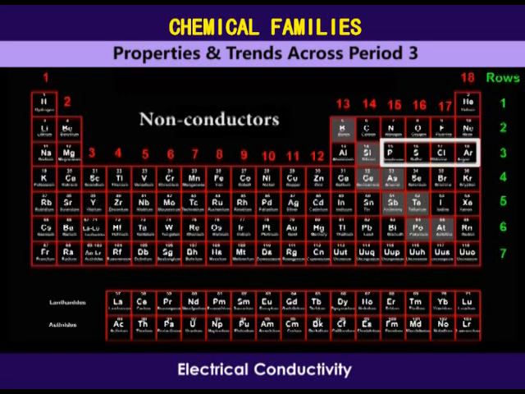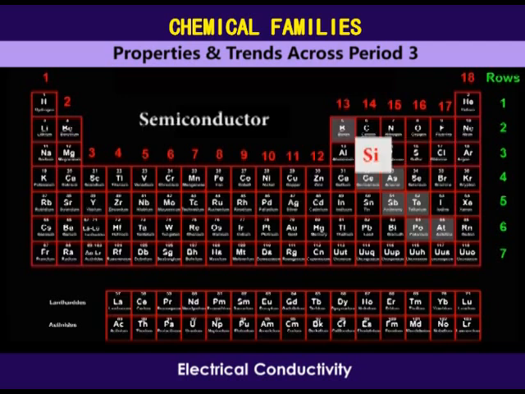Phosphorus, sulfur, chlorine and argon are all made up of molecules and therefore are non-conductors of electricity. Silicon is unique among the elements because it is a semiconductor. Its electrical conductivity increases with increase in temperature.